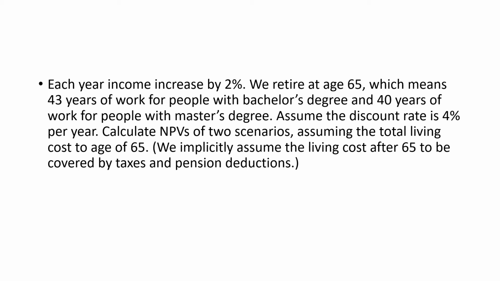Assume the discount rate is 4% per year. Calculate NPVs of two scenarios. Assuming the total living cost to the age of 65, we implicitly assume the living cost after 65 to be covered by taxes and pension deductions.